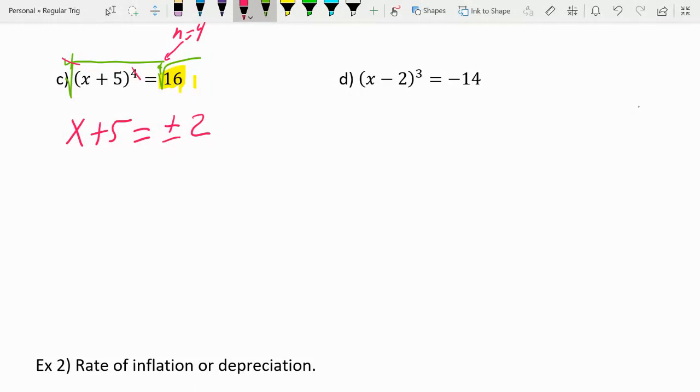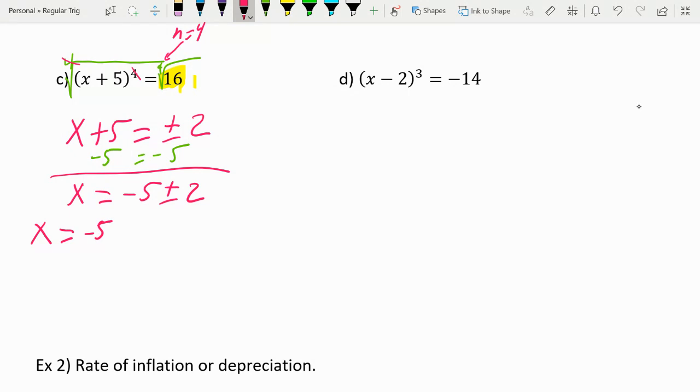Now what do I do here? I subtract 5 from both sides. So I'm going to be left with x is equal to -5 plus or minus 2. Well, what does that really mean? All this means is x is equal to -5 plus 2, and x is equal to -5 minus 2. So you're going to have two answers. -5 plus 2 gives me -3. -5 minus 2 gives me -7.